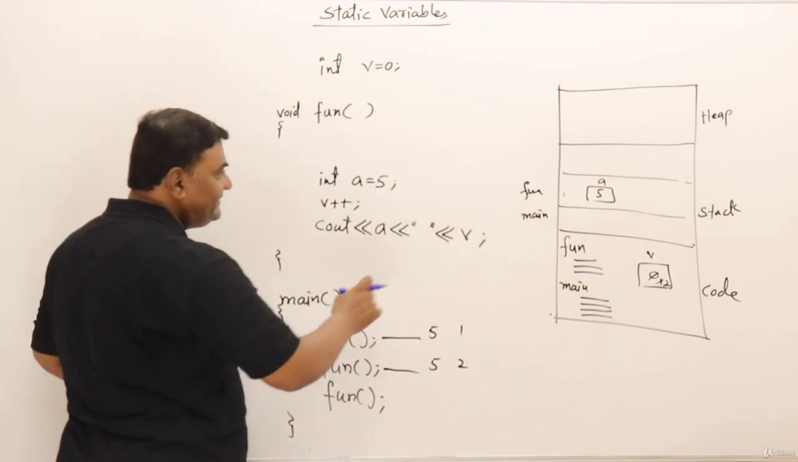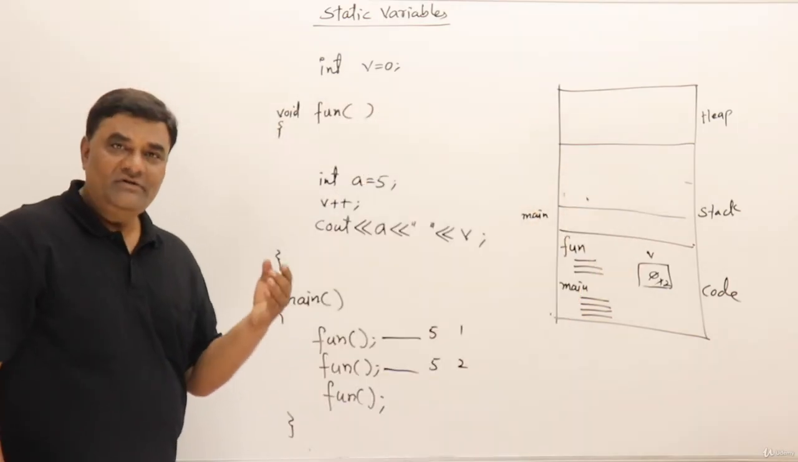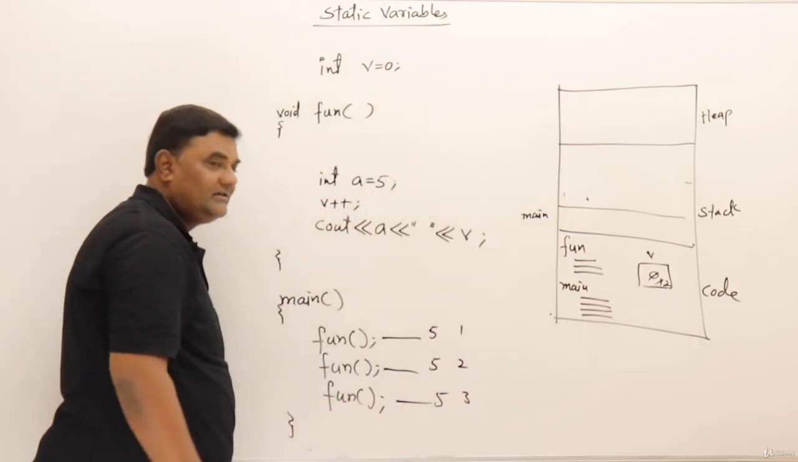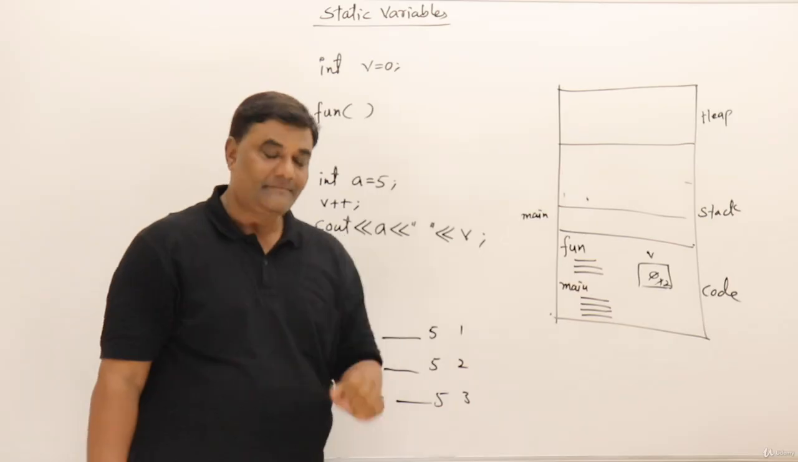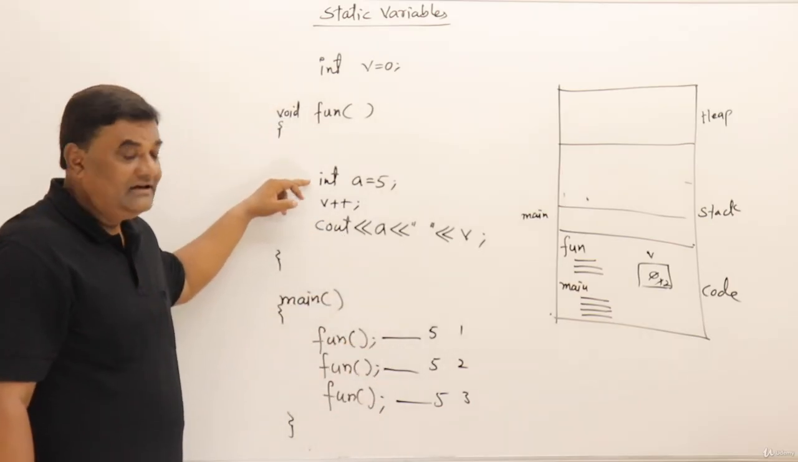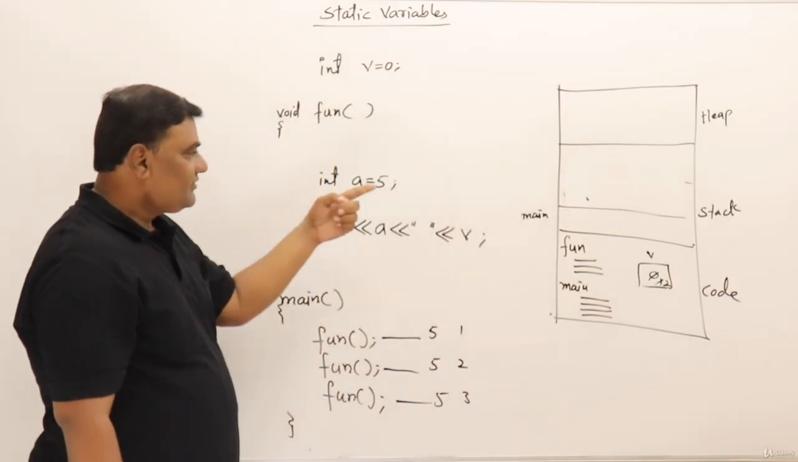Now once the function ends, again the activation record is deleted. You know when I call it again, 5 comma 3 will be printed. Now we can understand what static variables are. Listen. This is a local variable for function fun. It is created and destroyed whenever the function is called.